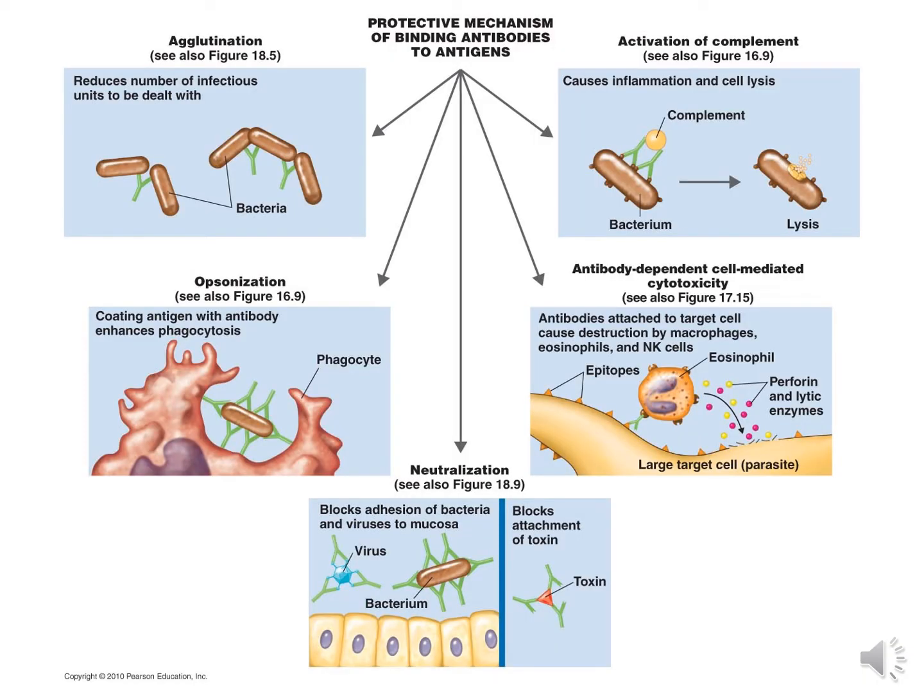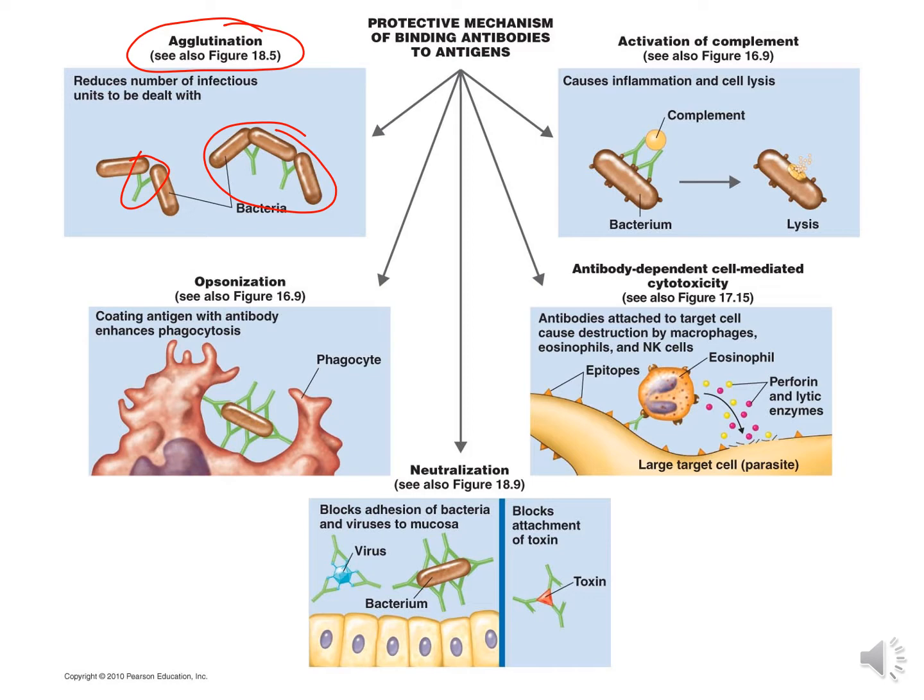Then I went over the 5 results of antibody binding to antigen, or the 5 benefits of antibody binding to antigen. So the 5 things that will help fight an infection. The first result is agglutination. Because every antibody has at least 2 antigen binding sites, mixing antibodies with the microbes will get clumping of the microbes, and this prevents the spread of the microbes through your body. IgM is really, really good at agglutination.